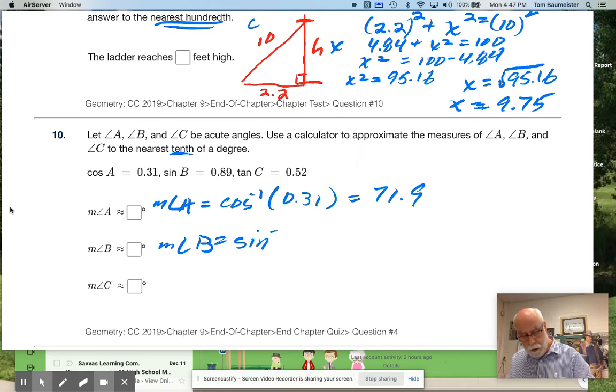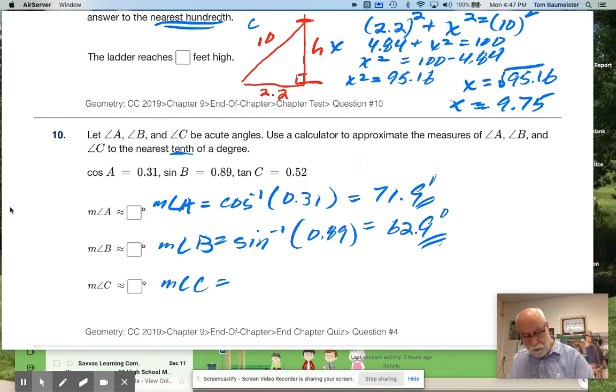If I take B then, the measure of angle B is equal to sine to the -1 of 0.89. And that will be 62.9 degrees. And then the last one is tangent, so the measure of angle C is equal to the inverse tangent of 0.52. And that will equal 27.5 degrees.